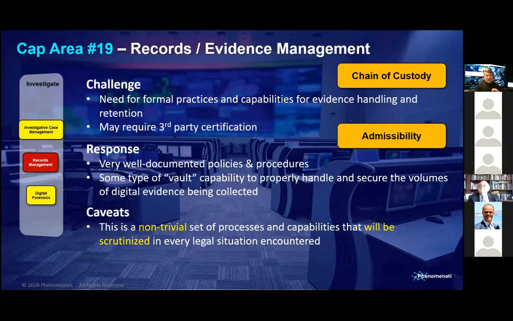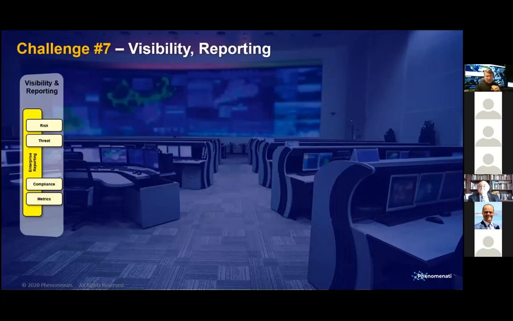Admissibility is not something you get to decide. That will be decided in a courtroom and not by people who are technologists. Follow the procedures. There are 5 laws. I won't get into that today.